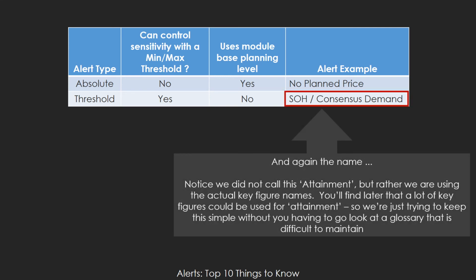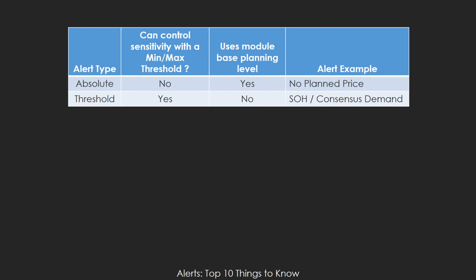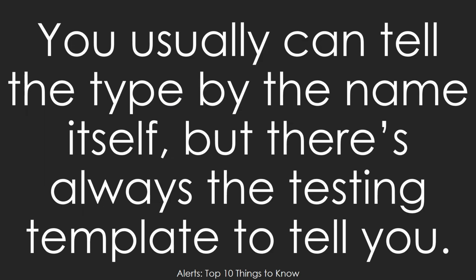And again, notice we did not call this attainment, but rather we are using the actual key figure names. You'll find later that a lot of key figures could be used for attainment, so we're just trying to keep this simple without you having to go look at a glossary that is difficult to maintain. You usually can tell the type by the name itself, but there's always the testing template to tell you.